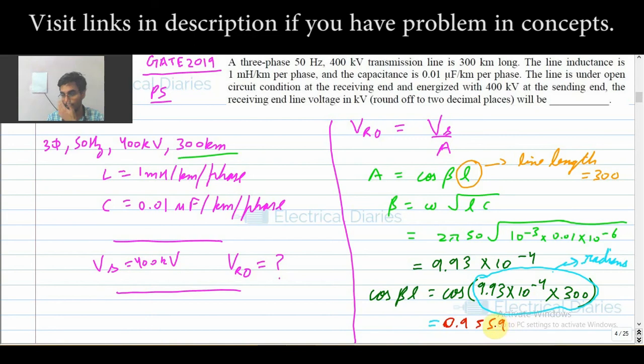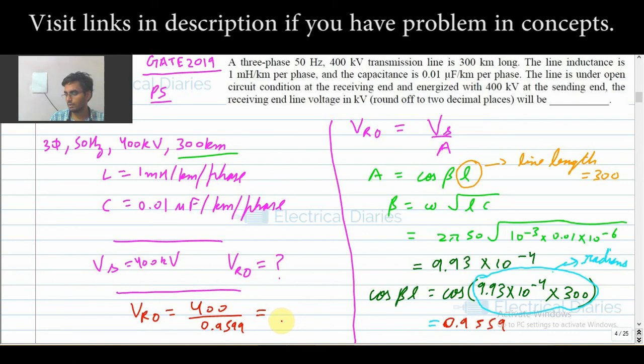0.9559. Okay, so your VRO will be VS, that is 400. Okay, you just have to put the line voltages in ABCD parameter equations. Always remember that, divided by cos beta L, that will be 0.9599.